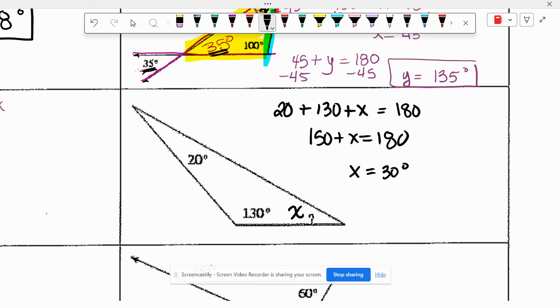Okay. X equals 30. Close your Chromebook. Thank you. Next one.